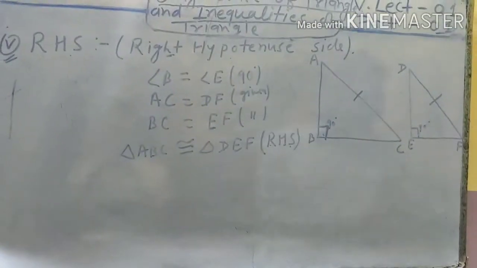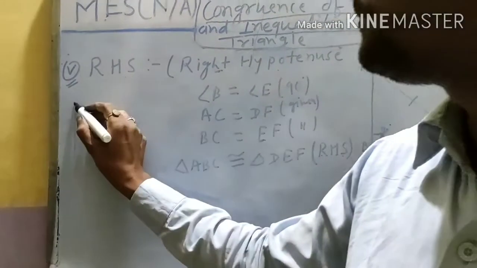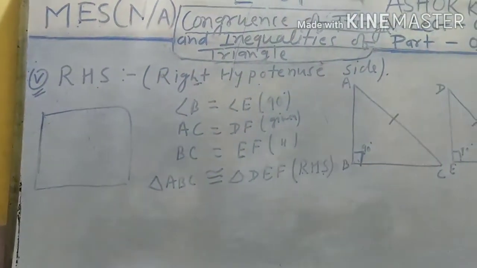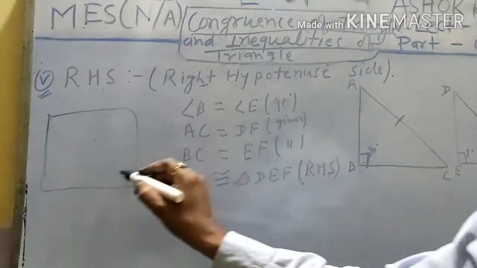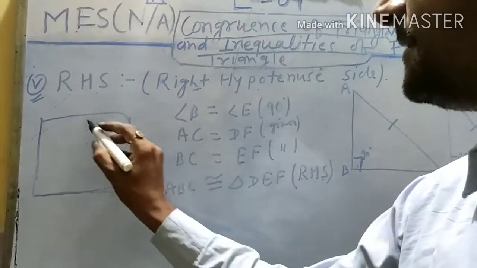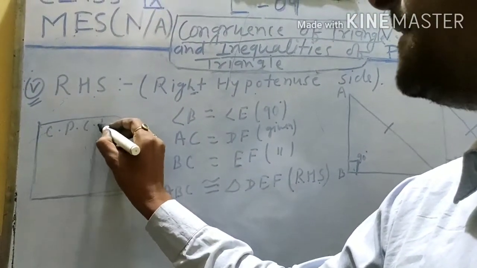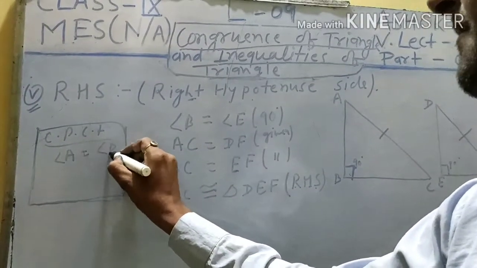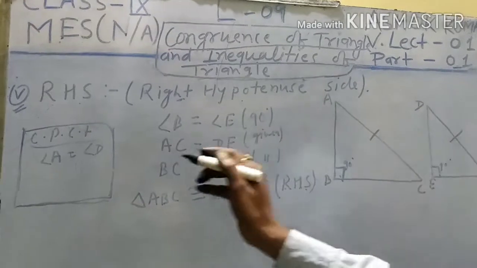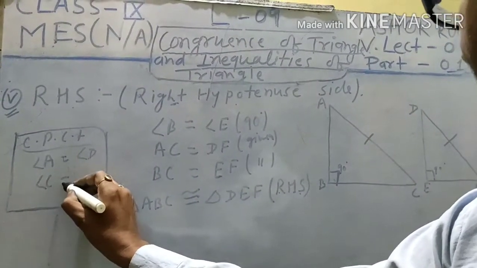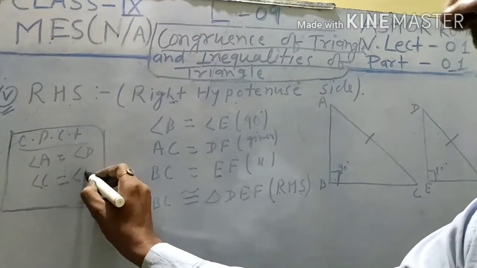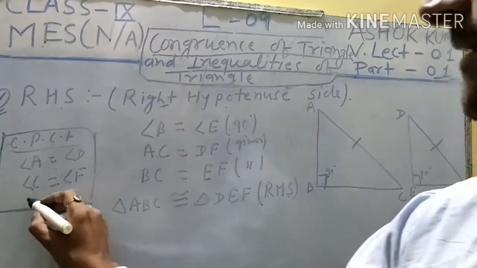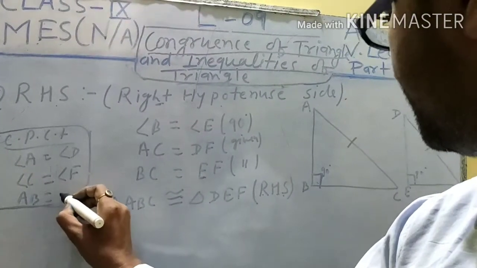Again, look here. Which part is CPCT? Here, which part is CPCT? Angle A is equal to angle D. Angle C is equal to angle F. And the last one is AB is equal to DE.